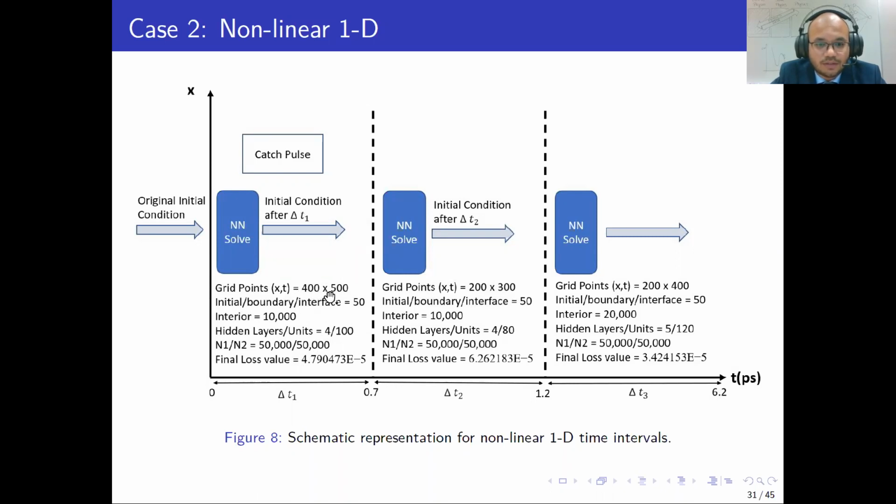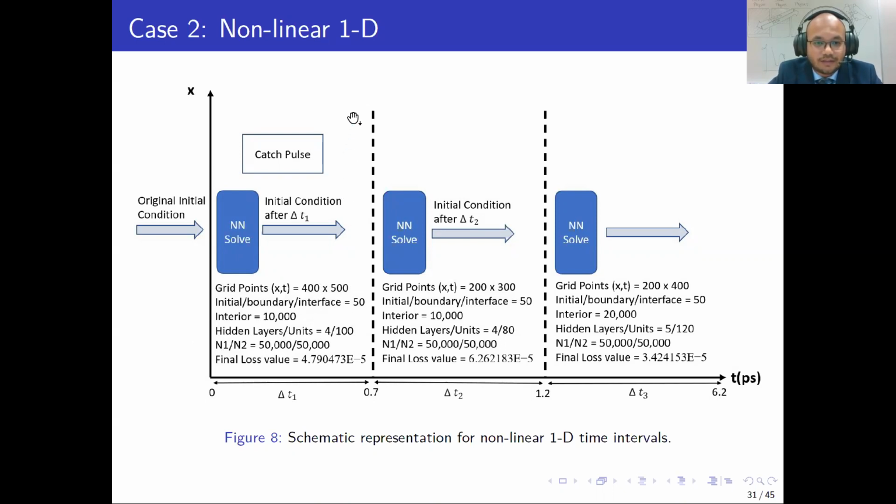So we had a grid of 400 times 500 in X and T, from where we select 50 random points for the initial, boundary, and interface, and 10,000 points for the interior. And we use 4 hidden layers with 100 units each, with 50,000 iterations for both, and we get a final loss value of 4.7 times 10 to the minus 5. Now you can see that to catch that nonlinear high pulse, we actually took a lesser number of points and a lesser number of hidden layers and units. Whereas for the linear, we had to use far more hidden layers and units than this one.